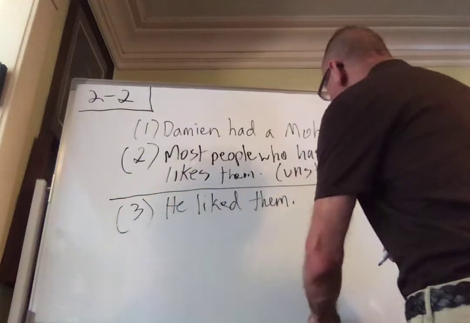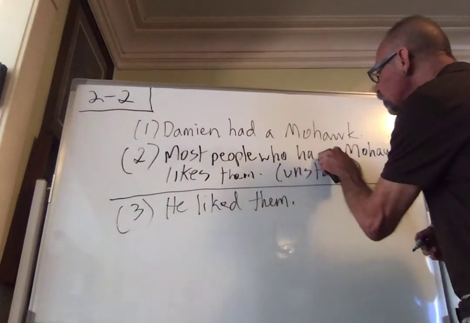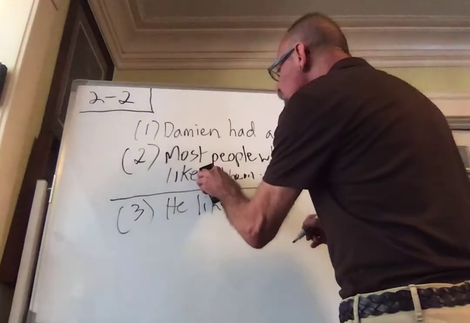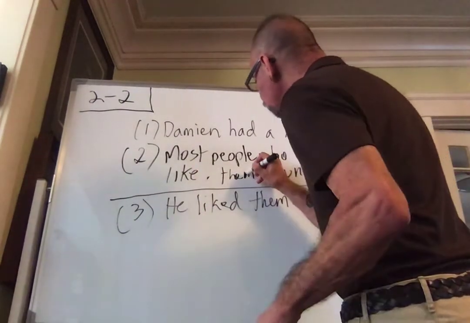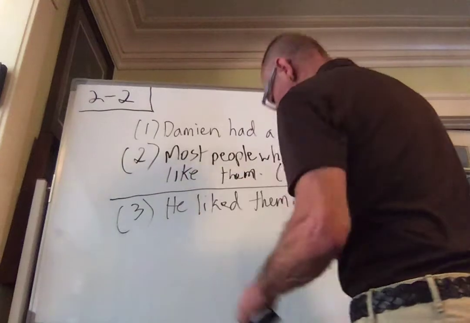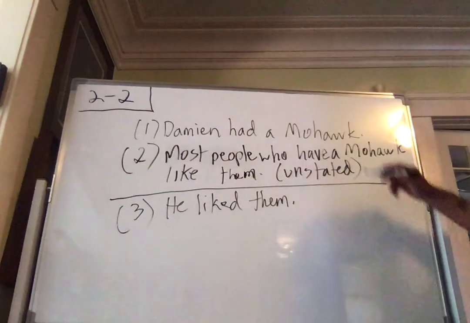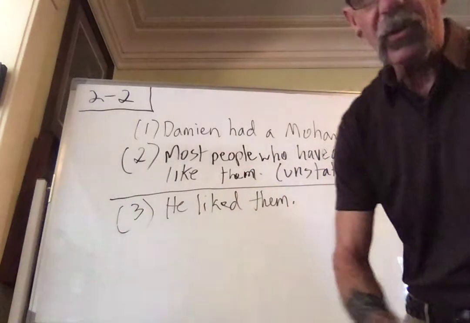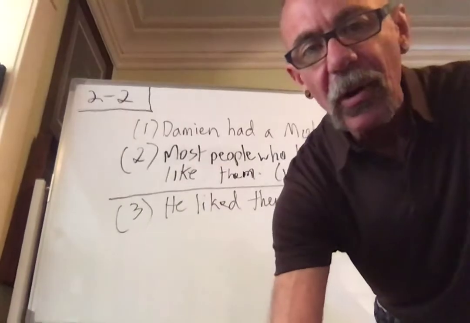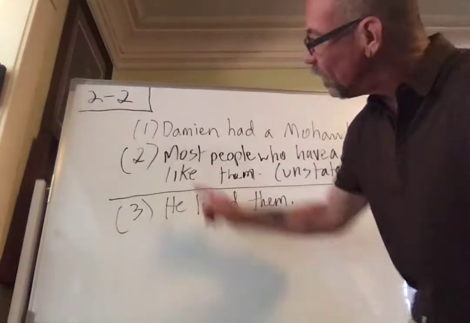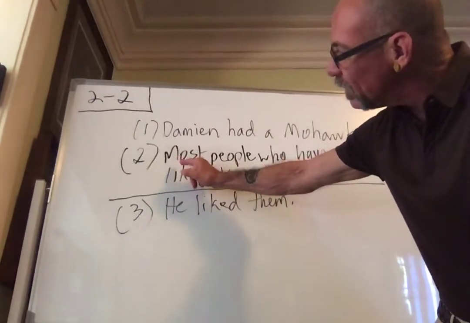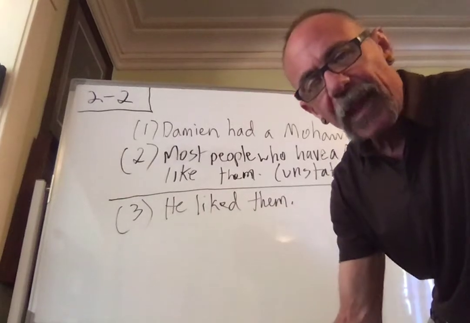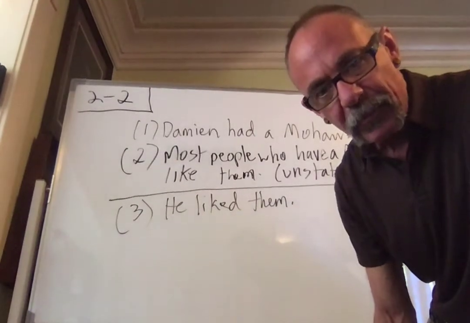Now we're going to have to, for the sake of grammar, make a couple little changes later. Most people who have a mohawk like them. Now I hope you can see, assuming 1 and 2 are true, it's very unlikely that 3 is false. So we're looking at a strong argument. So this would be an accurate interpretation of the arguer's unstated premise, taking this argument to be inductive.